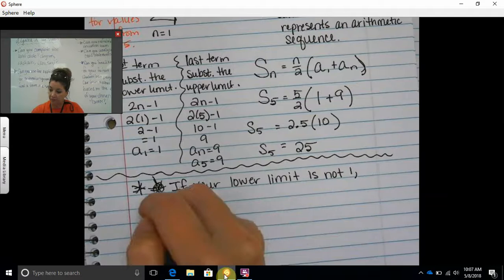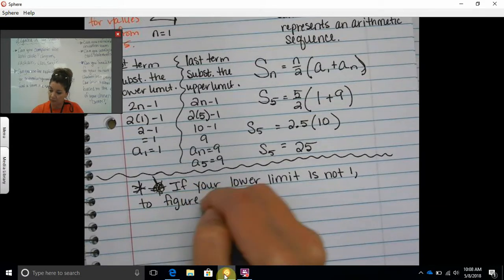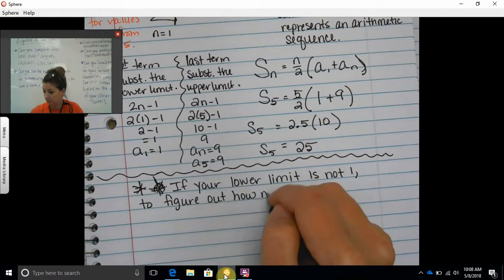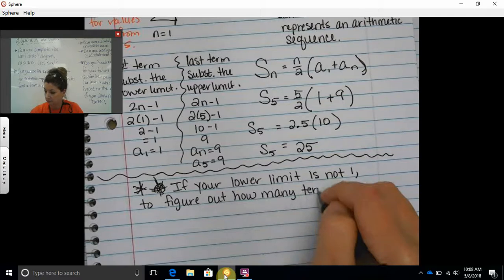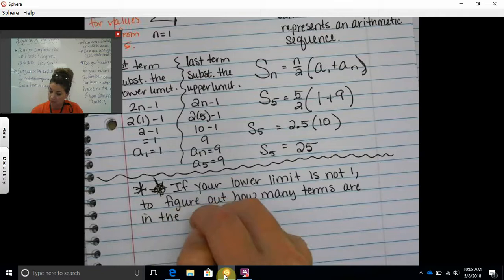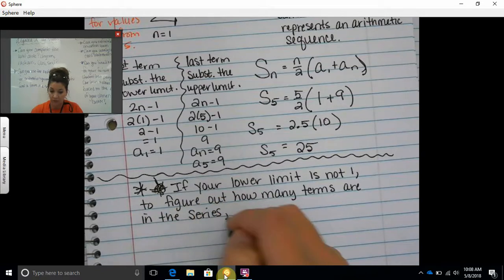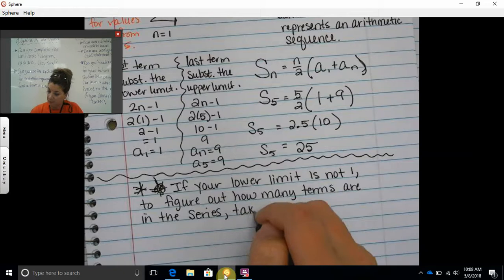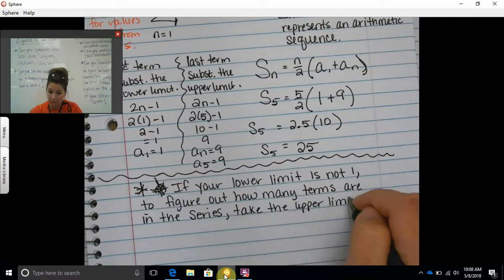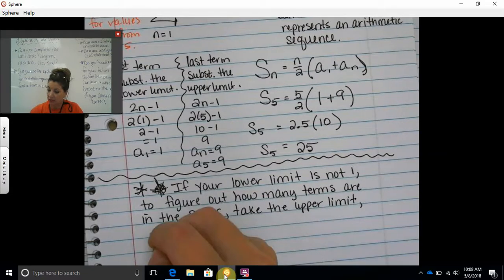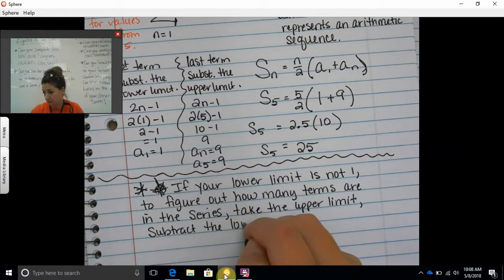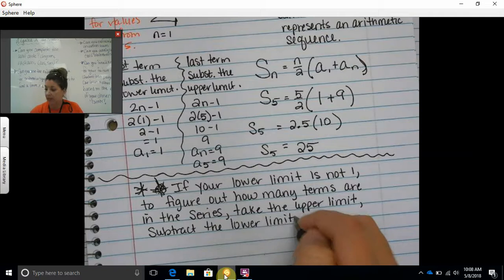to figure out how many terms are in the series, take the upper limit, subtract the lower limit, and add 1.